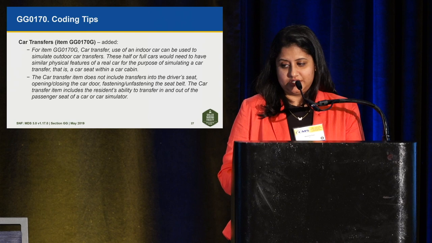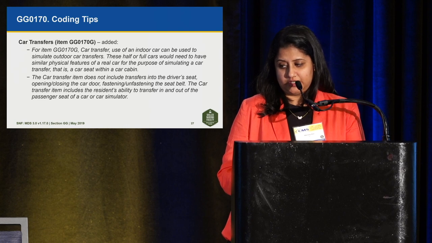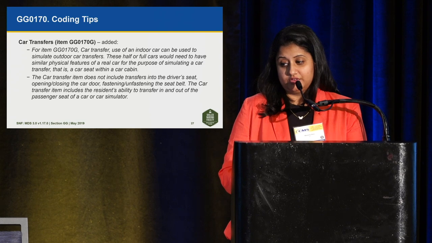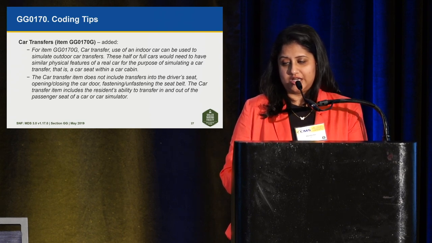Another change is in GG0170 coding tips for car transfers. So for item GG0170G, car transfer, we did say that use of an indoor car can be used to simulate outdoor car transfers. So these are half or full cars, and they would need to have similar physical features of a real car for the purpose of simulating a car transfer. So it has to have a car seat with a car cabin.